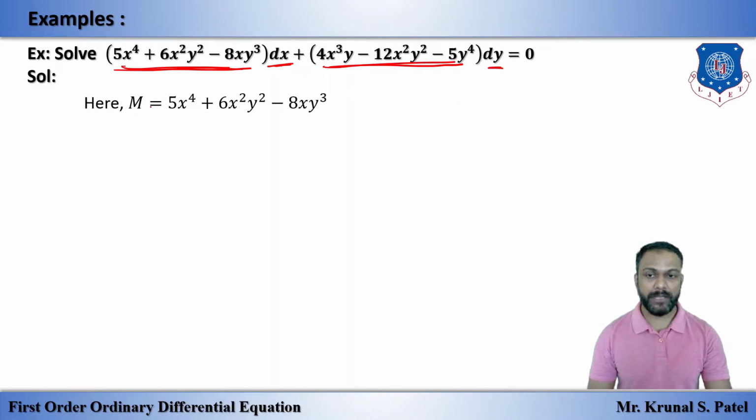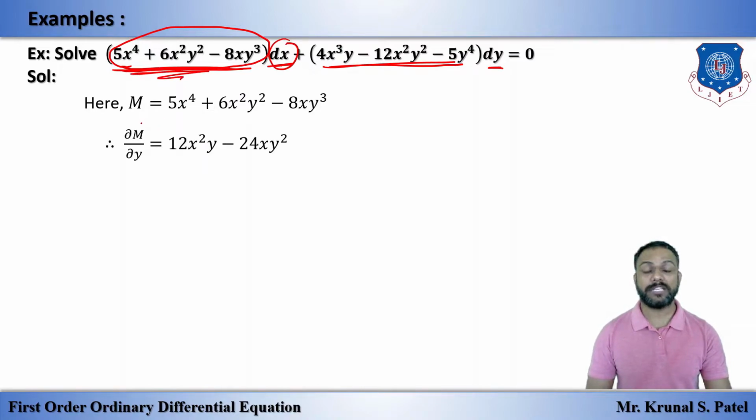So we have M. Now we know that if we take this term as M, we have to differentiate this M partially with respect to y. The coefficient of dx is differentiated partially with respect to y. So del M by del y, when we differentiate with respect to y, we know partial derivatives were already studied in semester 1.